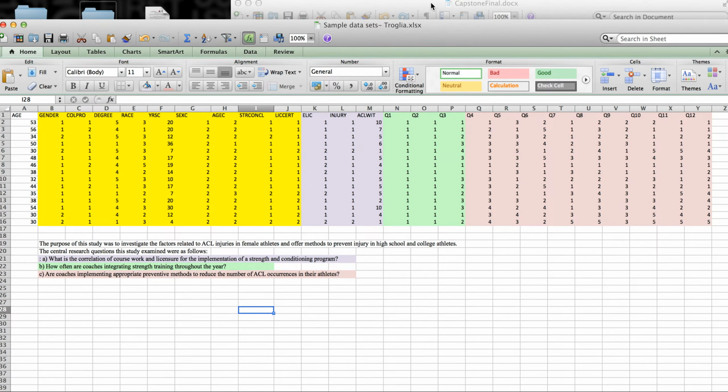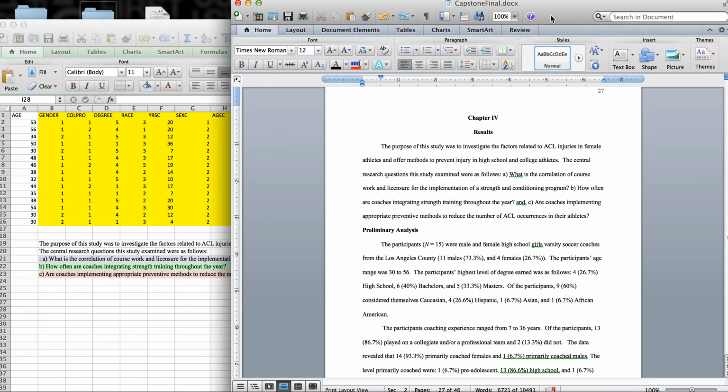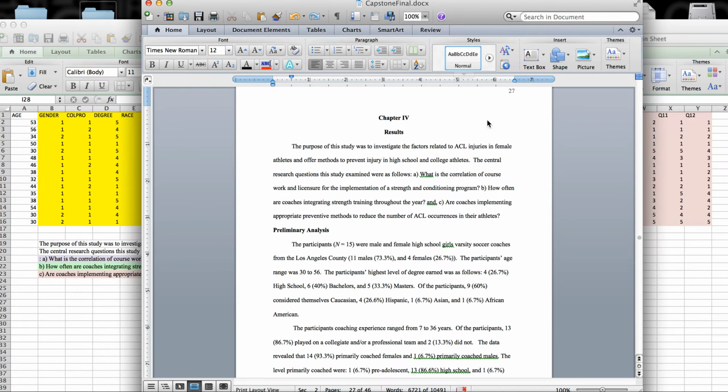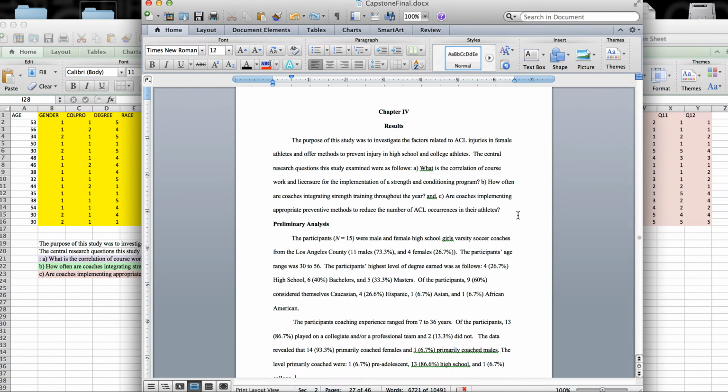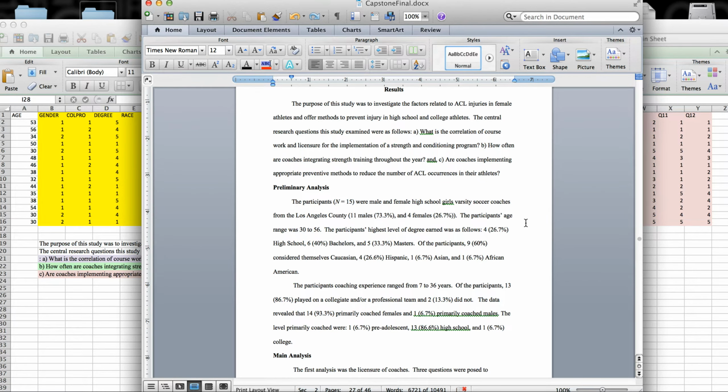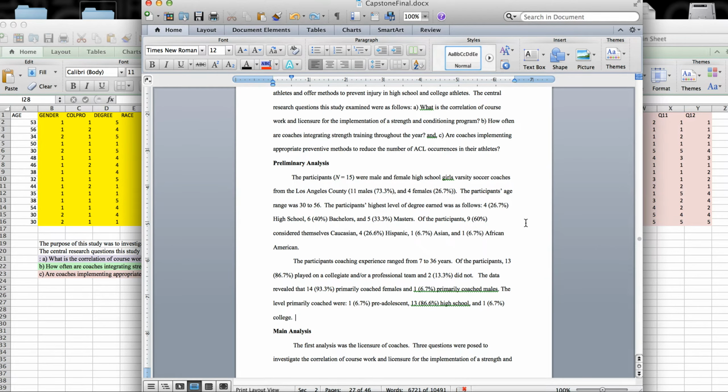So if I toggle back now to her paper, this is her Chapter 4 paper. And again, I recommend that you follow the template carefully, because you'll see that this first part is very scripted. You'll be able to just follow the template. So you'll provide your purpose statement, your central research questions. Okay, and then we go right into the preliminary analysis. Preliminary analysis is your demographics.